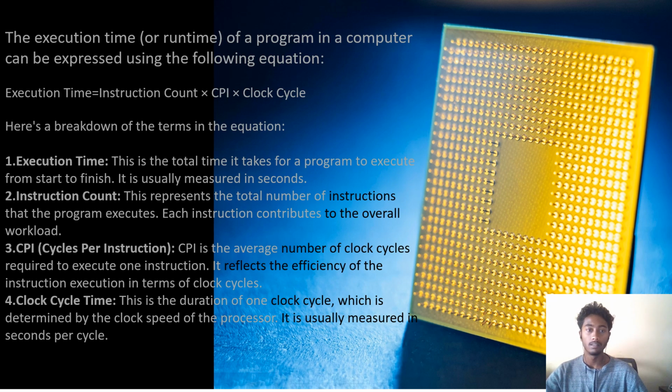The second one is instruction count. This represents the total number of instructions that a program executes. Each instruction contributes to the overall workload. The third one is CPI, which is cycles per instruction. CPI is the average number of clock cycles required to execute one instruction. It reflects the efficiency of the instruction execution in terms of clock cycles. Clock cycle time is the duration of one clock cycle, which is determined by the clock speed of the processor. It is usually measured in seconds per cycle.